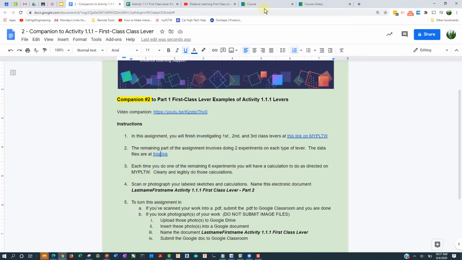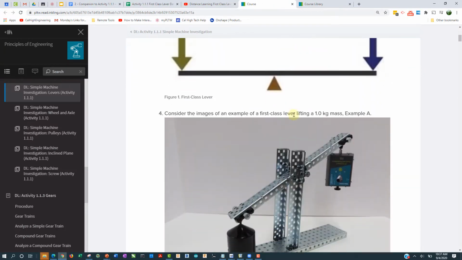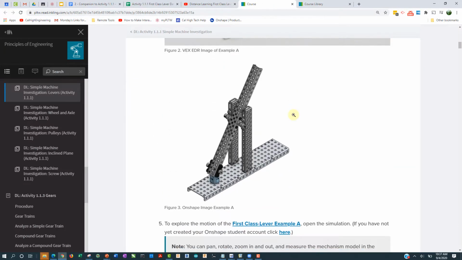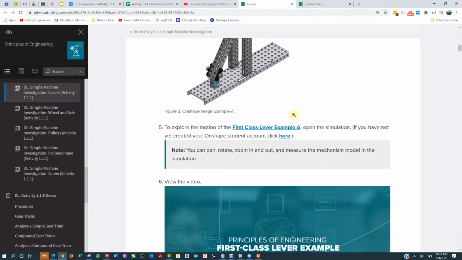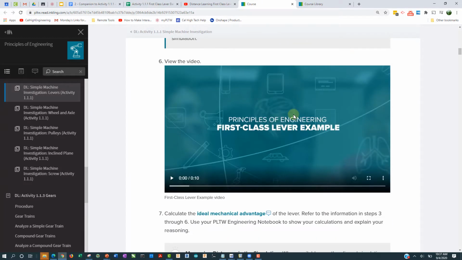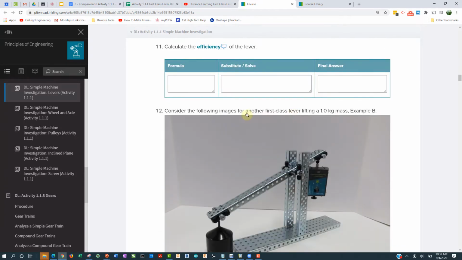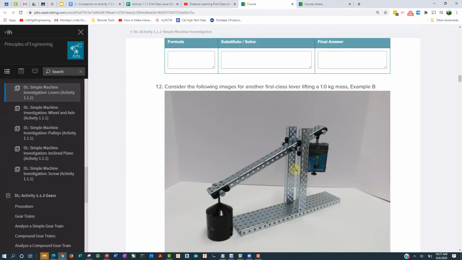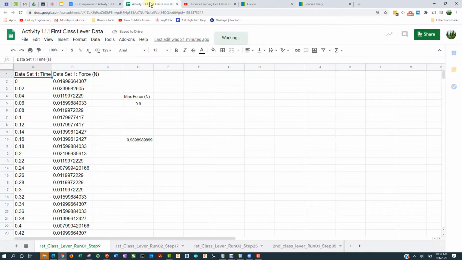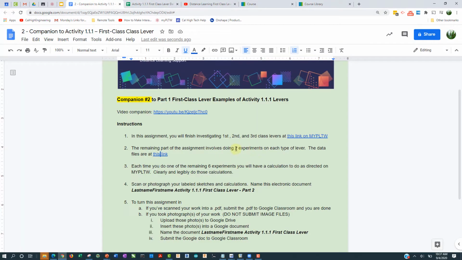The reason I say that is if you go to this part here, you'll find that the first class lever has 3 different measurements, and then the second and third class each have 2. We've already done 1 in the last assignment, so going forward, and I believe that starts at problem 12, is the second version of the first class lever. So you'll do 2, and then 2 on the second, 2 on the third. So that's what I mean by 6 more: 2 experiments of each type of lever for a total of 6.